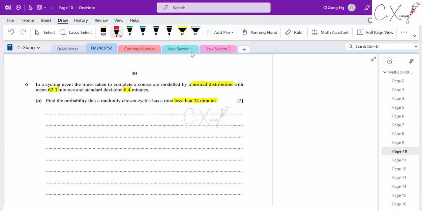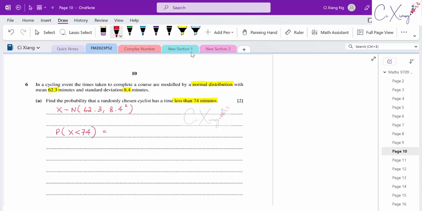So the keyword here is normal distribution, right? Please write out the parameters for the random variable X. X denotes the time taken to complete a course. So X is normally distributed with mean 62.3 and standard deviation 8.4. I should write the parameter as variance, so it will be 8.4 squared. And they want us to calculate the probability for X less than 74.